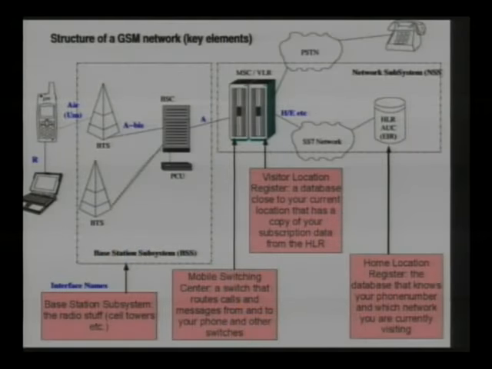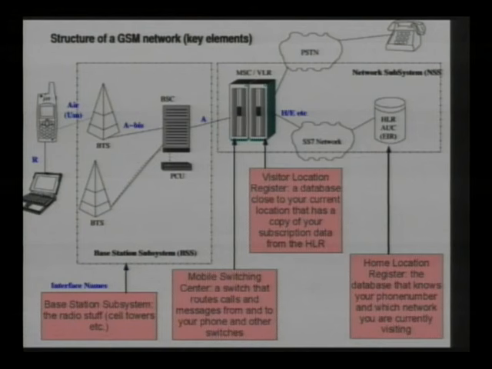So for example, if you have a subscription in Germany, your home location register can be anywhere in the country, let's say in Munich, and you are currently in Berlin, then the visitor location register in Berlin tells the HLR, hey, this guy is here now, please give me his subscription data, and it gets a copy of that subscription data and can use that from that point on.